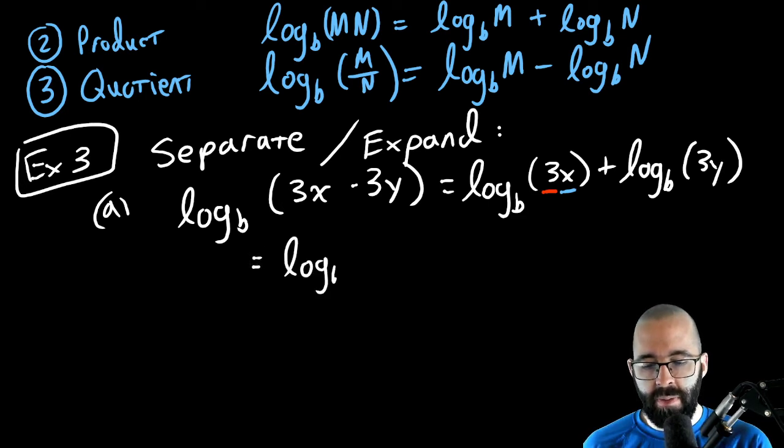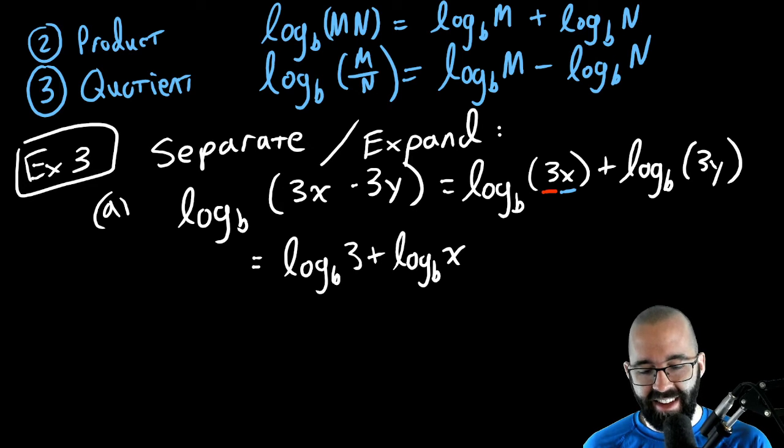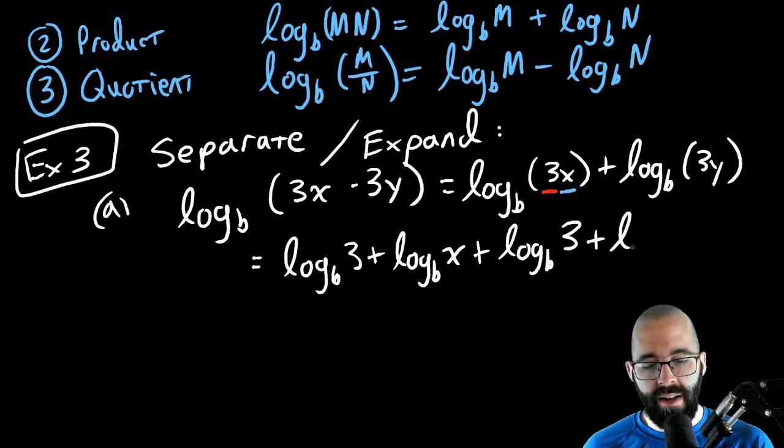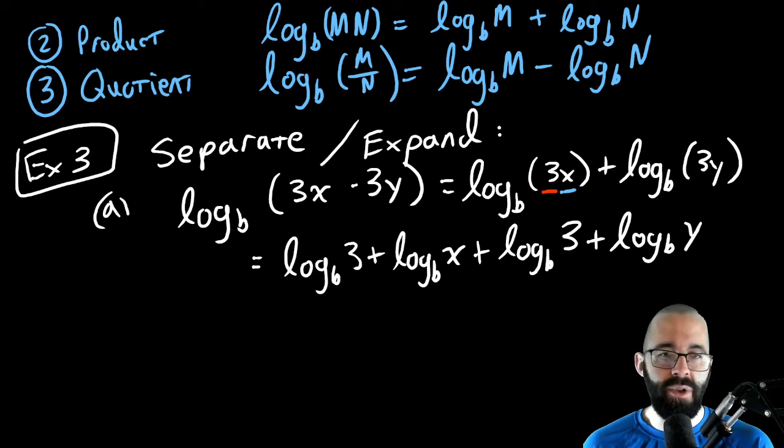This becomes log base b of 3 plus log base b of x plus log base b of another 3 plus log base b of y. And now things are fully separated.